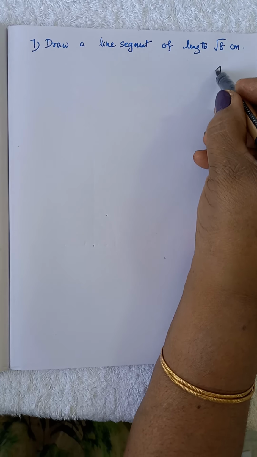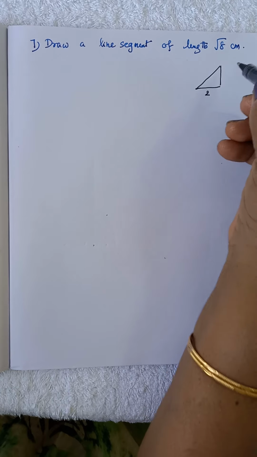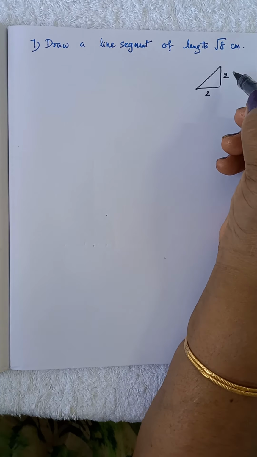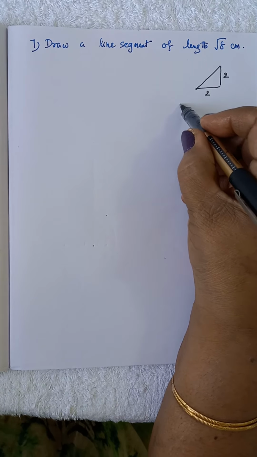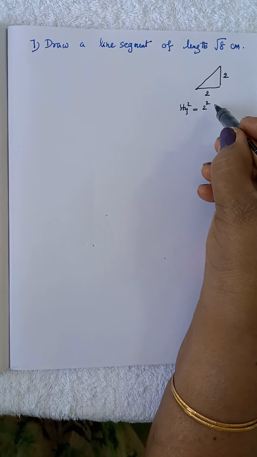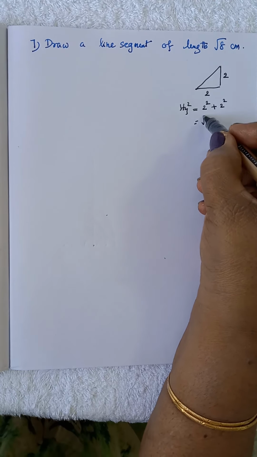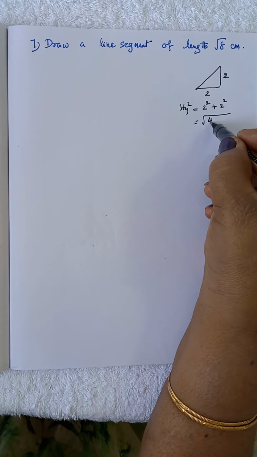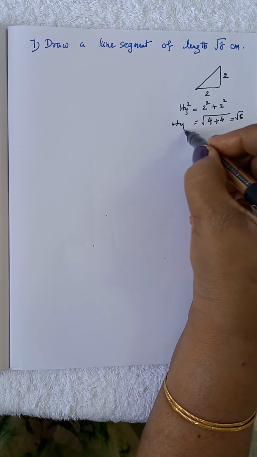Here, if this is a triangle of base 2 centimeter and altitude 2 centimeter, then as per Pythagoras theorem, hypotenuse square is equal to base square, that is 2 square, plus altitude square, that is 2 square, equal to root of 4 plus 4. That will give you root 8. Hypotenuse will be root 8.